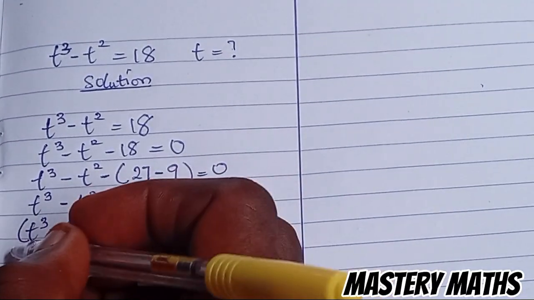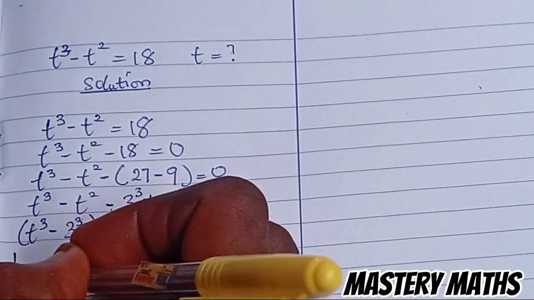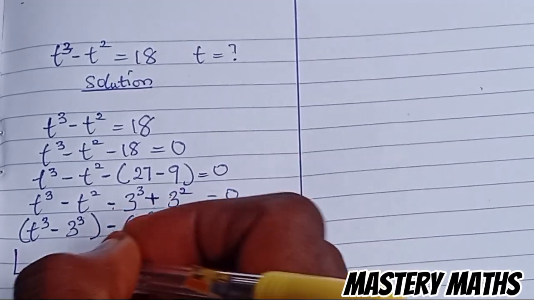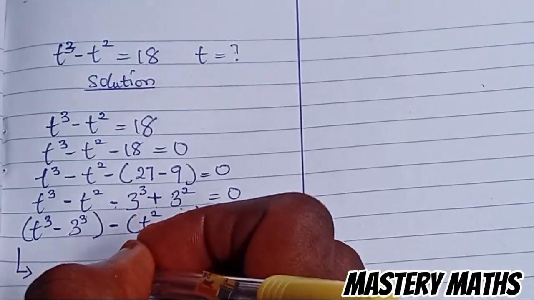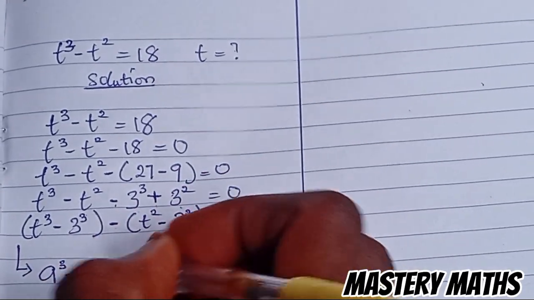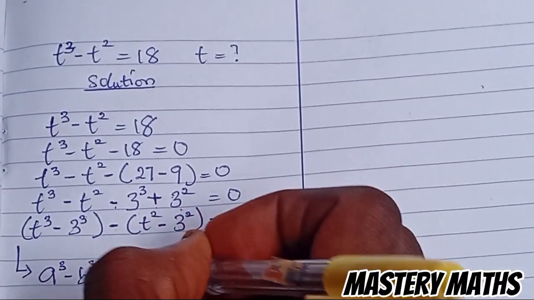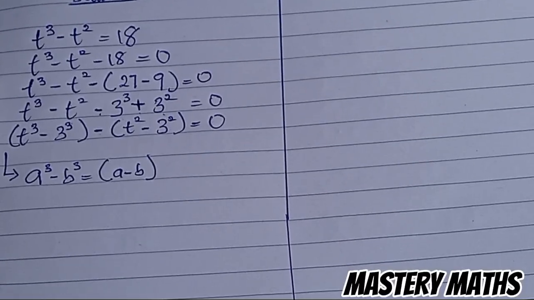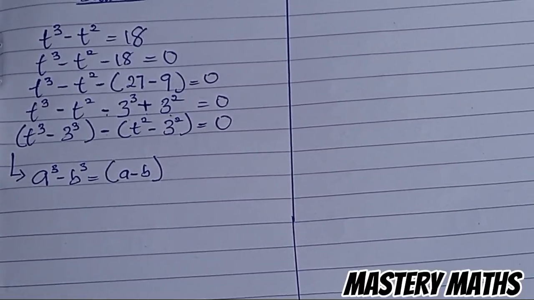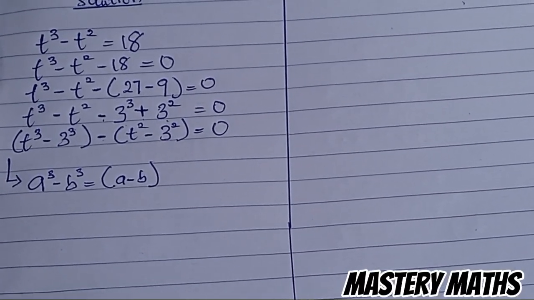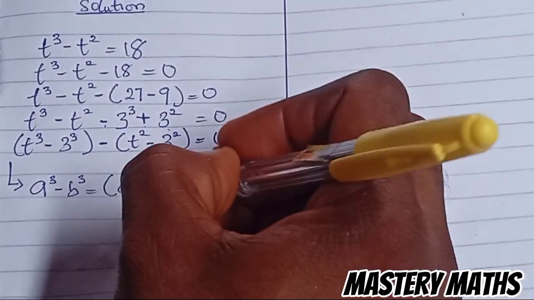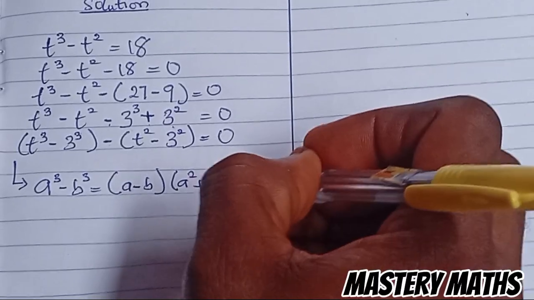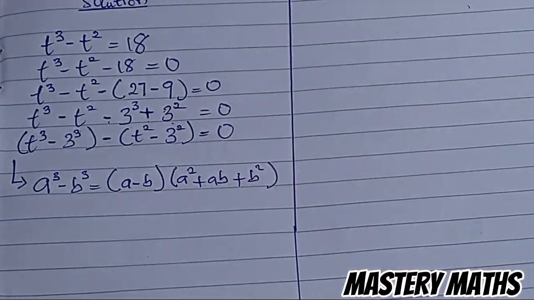Now, we'll put the formula for difference of 2 cube first. The formula for difference of 2 cube, which is a raised to the power of 3 minus b raised to the power of 3, will give us, you open your brackets, a minus b, which you're seeing, a minus b, difference of 2 cube, a minus b, you open a bracket and say a square plus ab plus b square. You close the bracket.